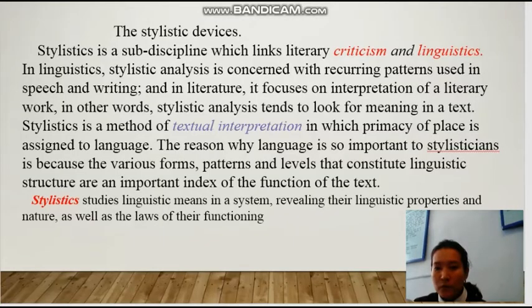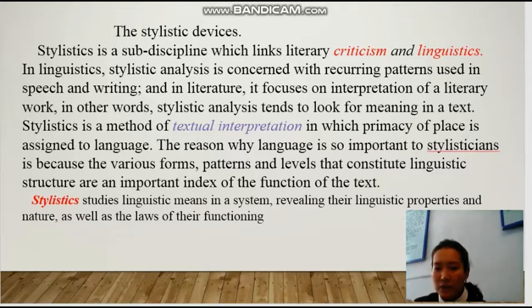So first of all, let's identify what the stylistic devices are and the origin of the stylistic devices. Stylistics is a subdiscipline which links literary criticism and linguistics. In linguistics, stylistic analysis is concerned with recurring patterns used in speech and writing, and in literature, it focuses on interpretation of a literary work. In other words, stylistic analysis tends to look for meaning in a text.